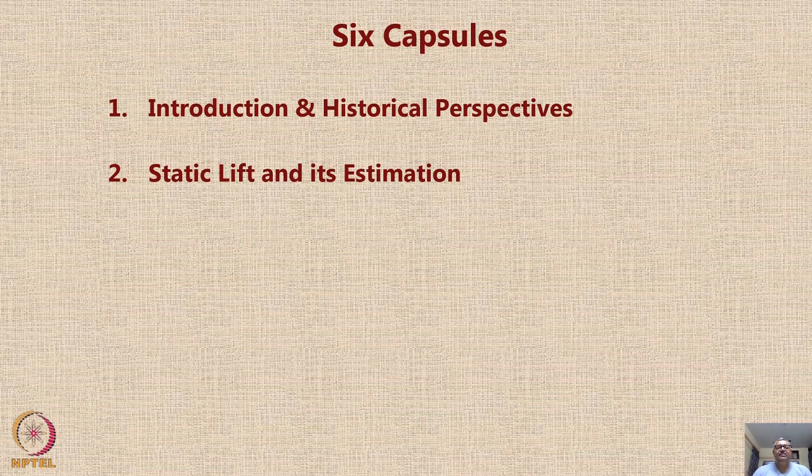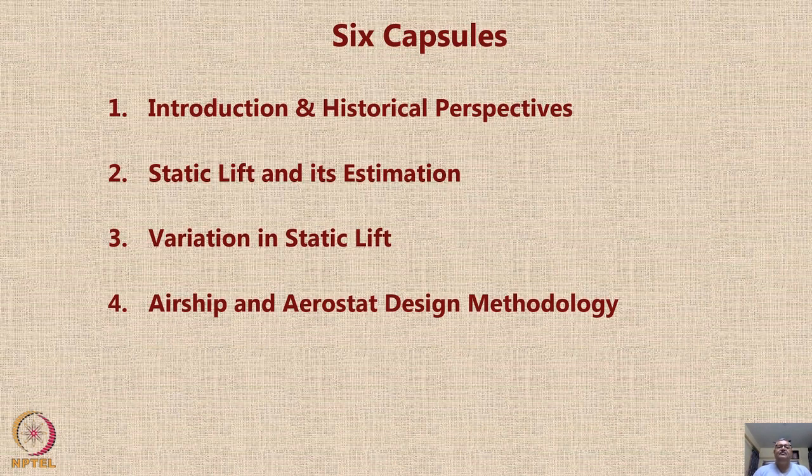The main parameter in any LTA system is the static lift, and it is important to understand various aspects related to static lift and also how it is estimated. So this topic comes under aerostatics. We will also look at how the static lift varies as a function of various atmospheric conditions, such as the humidity of the air or the ambient temperature, ambient pressure, purity of the gas, and so many other factors. And it makes a big difference to the numerical value of static lift. So we will look at all these 8 or 9 factors that affect and how it is calculated. And there is a concept called a pressure height, which we will also study. Then we will move on to design methodologies for 2 of the main LTA systems, the airship and the aerostat.